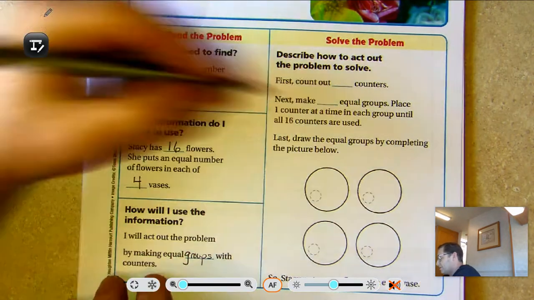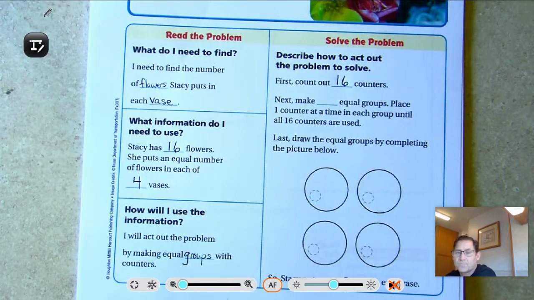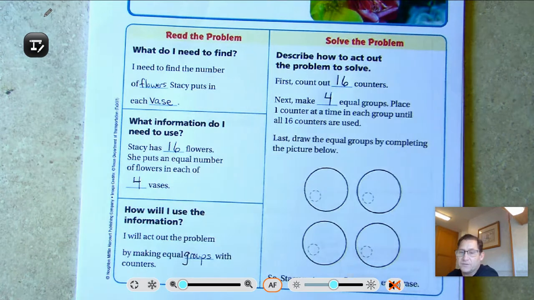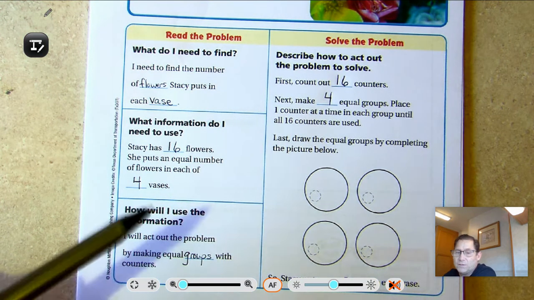So first we're going to count out 16 counters. Then we're going to make equal groups. How many vases were there? There were 4 vases. So the vases are our groups. So there's 4 groups. We're going to place one counter at a time in each group until all 16 counters are used, or I can no longer share equally.